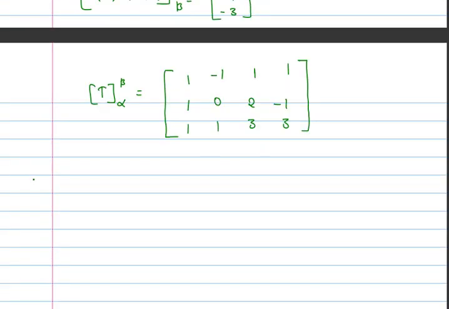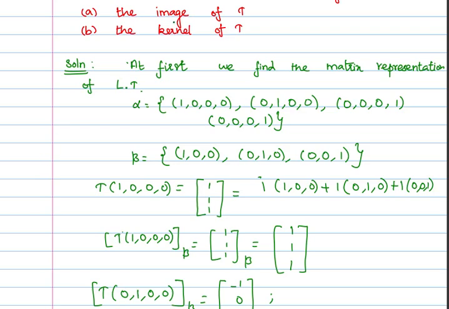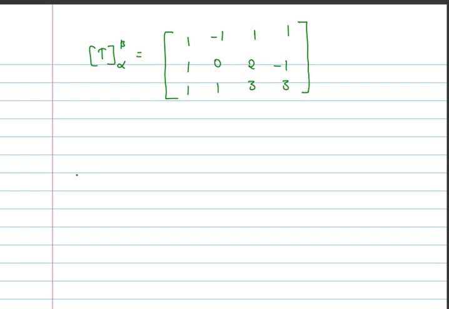Okay. First step, I want to find the image of T. Image of T means simply the column space of the matrix T from alpha to beta. How am I going to find the column space? First, I convert to row echelon form, then find the pivot positions, then choose the corresponding columns. So this way we take the column space of A. Let me consider this as the matrix A.